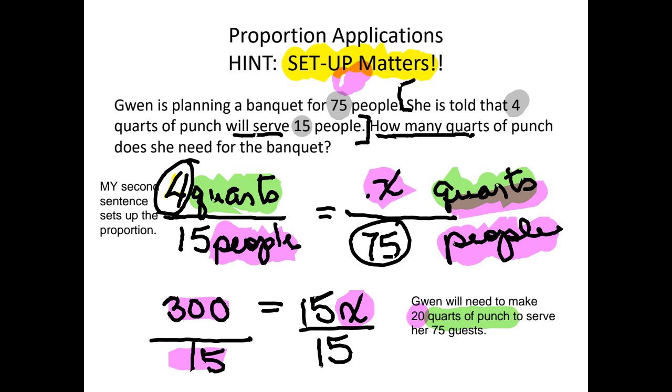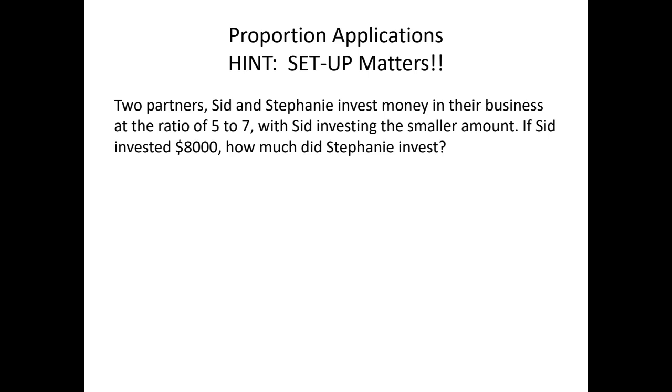Last slide. Okay. Now, this is one you're going to really have to watch. Because again, setup matters. Now we have 2 partners. We have Sid and Stephanie invest money in their business at the ratio, oh, notice, 5 to 7. Okay, right there. That means 5 to 7.